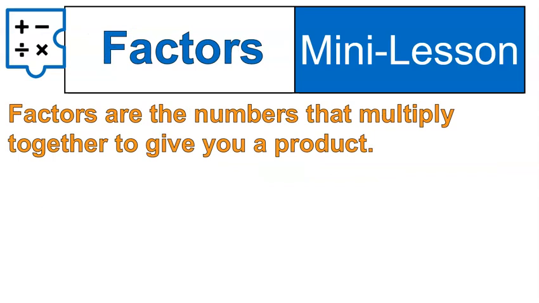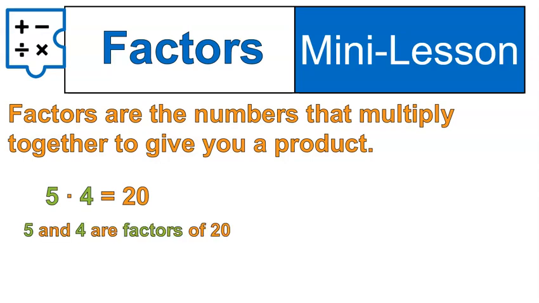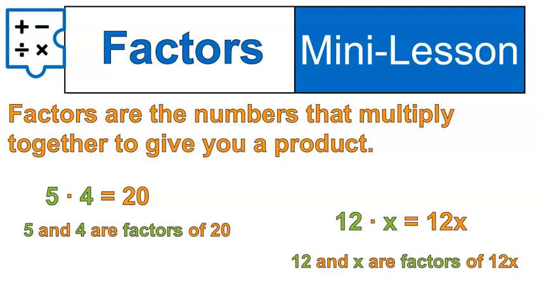Now, factors, this is going back a couple of units, but factors are numbers that multiply together to give you a product. For example, 5 times 4 is 20, so 5 and 4 are factors of 20. Well, this also works with variables because remember, when you have an expression like 12 times x, x is just representing a placeholder for a number. So 12 times x equals 12x, therefore 12 and x are factors of 12x.